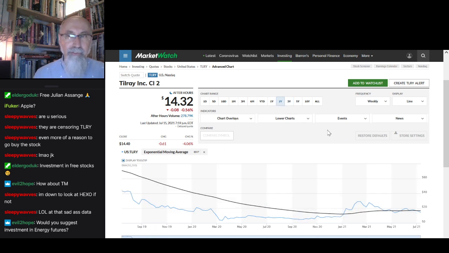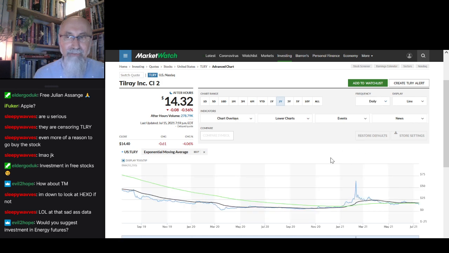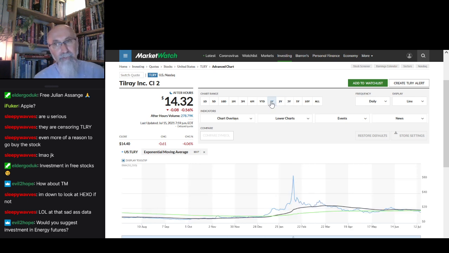Here's the 2-year chart. Let's do daily. Nice. Take a look at this thing. Tilray fluctuates a lot. That's a 200-day moving average, the green. Why is it like that? Because if you did the 3-year chart, it was trading at $146, $150. Here's the 1-year chart. Again, there was a huge peak.